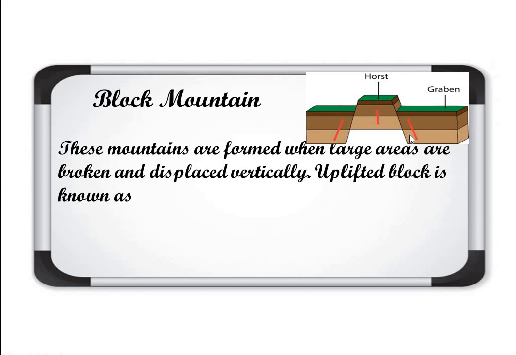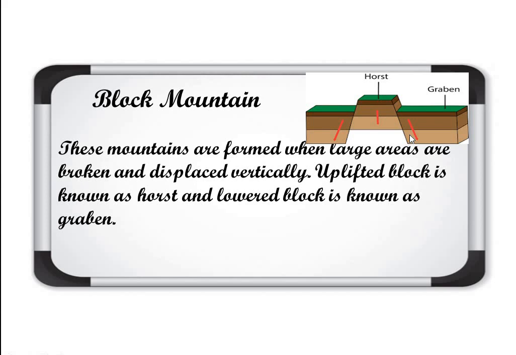Uplifted block is known as horst and lowered block is known as graben. So this is how they are formed. They are formed when a large area of earth's surface is broken and shifted vertically. That is known as the block mountain. This uplifted part is horst, and this one is graben.